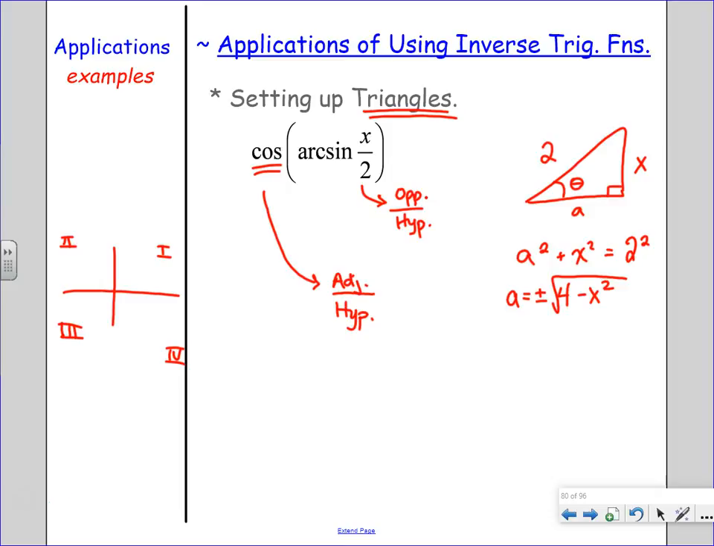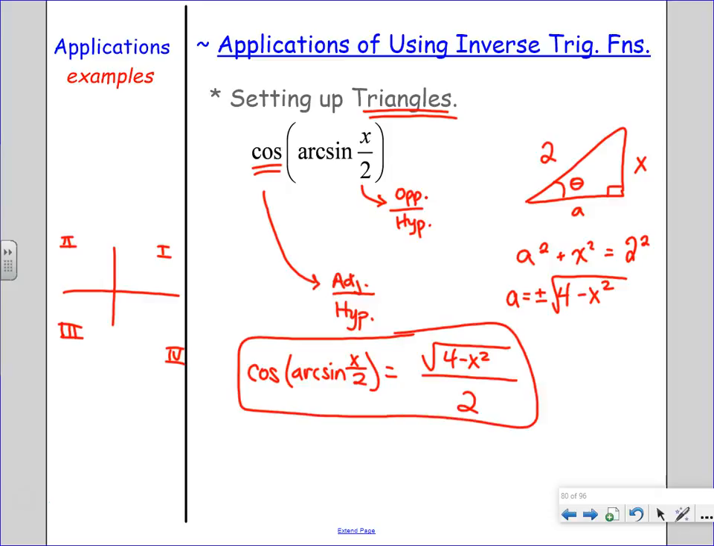But if I know who a is, I can say, sweet, cosine equals, more specifically, cosine, when sine is x over 2, is always going to be adjacent over hypotenuse. I just want to let you guys know that that could be an answer. It has an x in it, but there was an x in it to begin with. We don't know what the x is. They didn't tell us. They just said, okay, if this is true, opposite. If this is true, hypotenuse. Find a formula for adjacent.